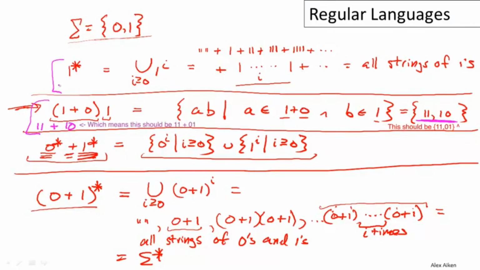Similarly with 1 star, I could write this as 1 star plus 1. Because this wouldn't change anything. Adding in the single string 1 wouldn't change anything since 1 is already included in 1 star. This might be kind of a silly way to write that set, but it doesn't matter. It has a meaning, and it means exactly the same thing as 1 star. And the point, again, is that there's more than one way to write down the same set. You can write multiple regular expressions that denote the same set.